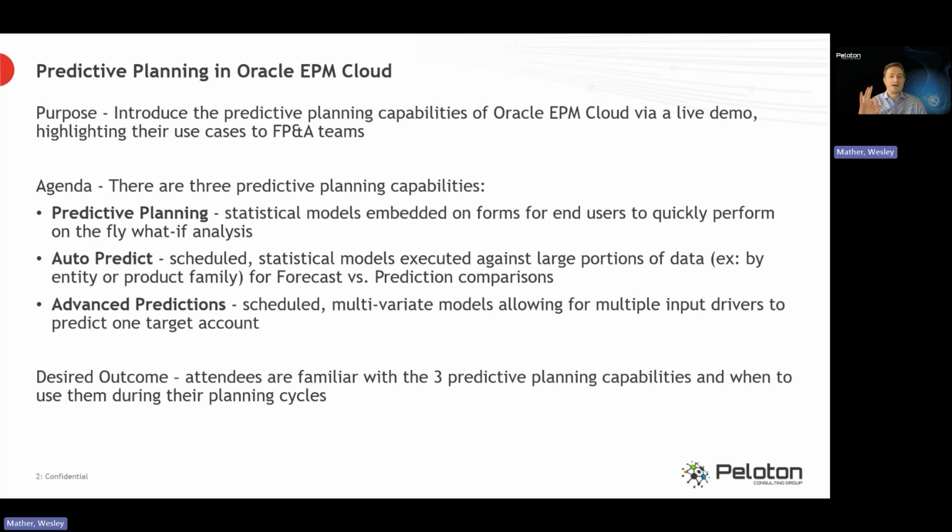There are three main predictive planning capabilities. First is predictive planning, which is statistical models that are embedded on forms directly in your environment, and these allow users to perform quick on-the-fly analysis. The next option is auto predict, which is scheduled statistical models that can be executed for larger swaths of your data, like maybe by entity or by product family. They also store the results, allowing for that variance comparison analysis between, say, forecast and prediction.